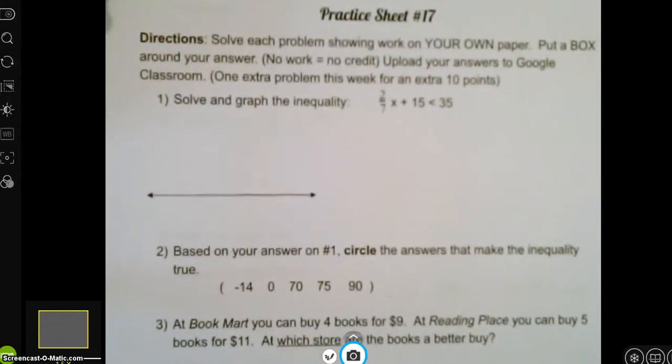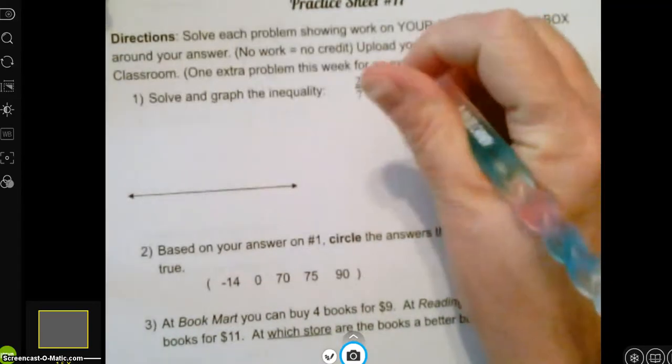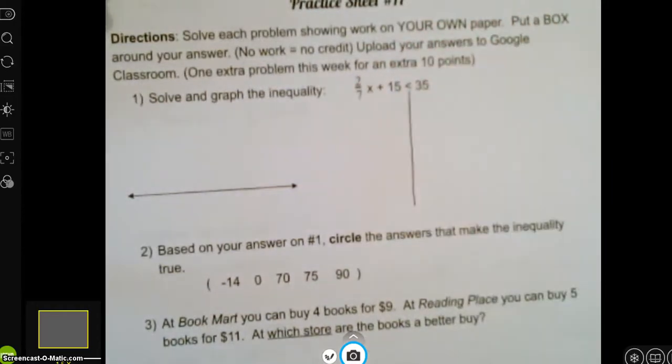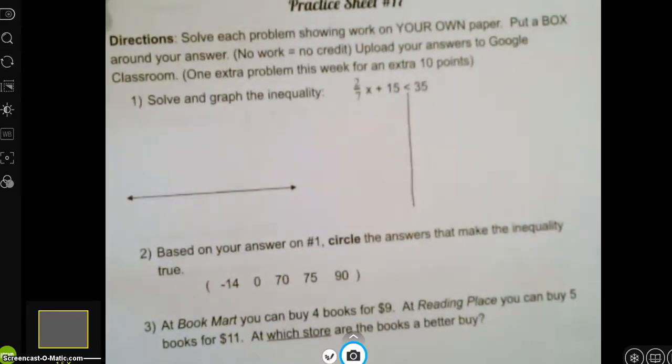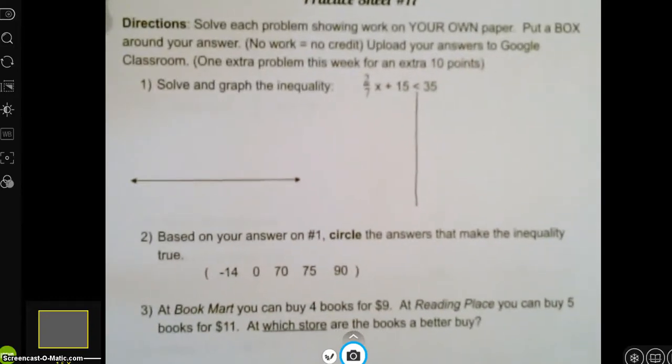Guys, we are going to work on practice sheet 17. So we're going to look at number 1. This is the one that tends to scare people. I noticed on the test this was missed most, a problem similar to this. Maybe you have a really good idea of how to do it, but you're just kind of making a mistake on that last step. So let's see what we can do here.